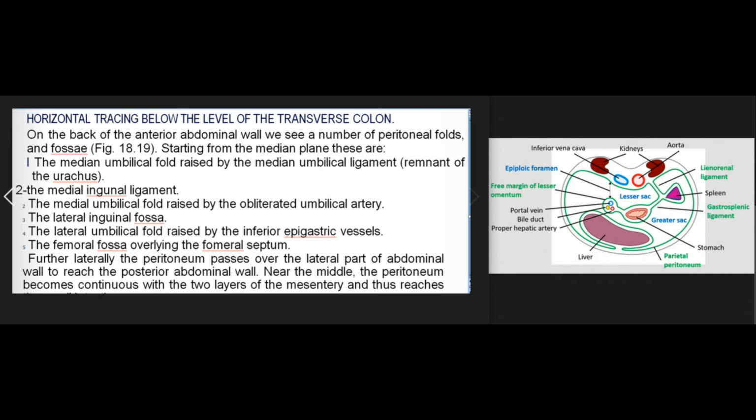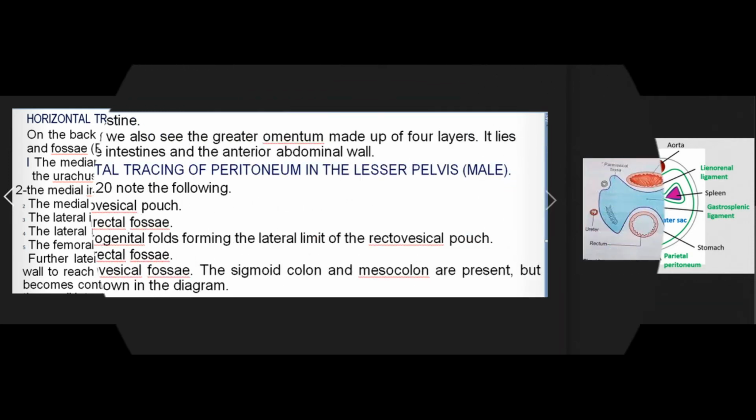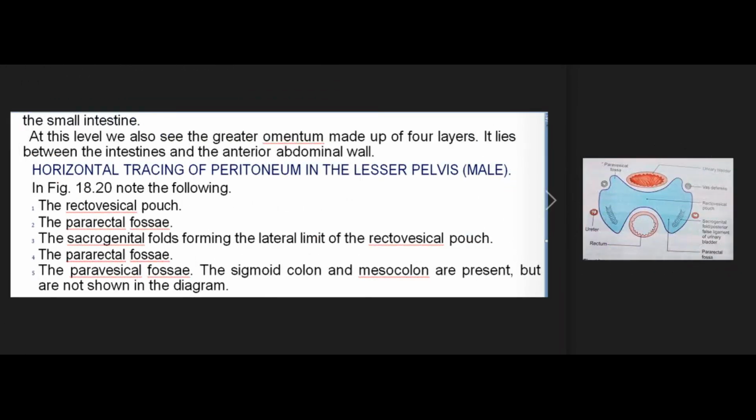Further laterally, the peritoneum passes over the lateral part of abdominal wall to reach the posterior abdominal wall. Near the middle, the peritoneum becomes continuous with the 2 layers of the mesentery and thus reaches the small intestine. At this level we also see the greater omentum made up of 4 layers. It lies between the intestines and the anterior abdominal wall.